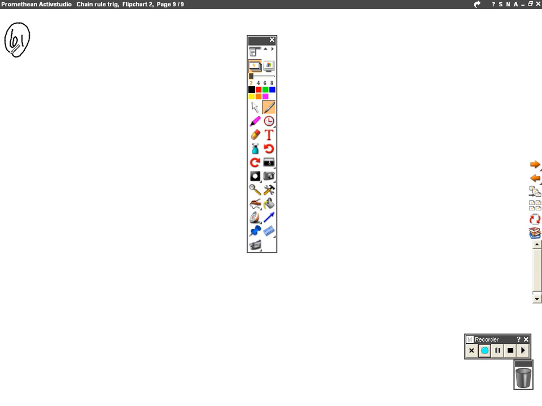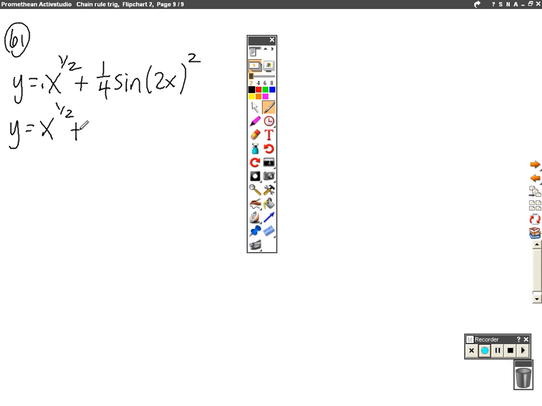In number 61, we have y equal to, I'm going to go ahead and change that square root of x to the 1/2 power plus 1/4 sine of 2x to the second power. Notice in this problem that the square is only on the angle and not on the trig function. If you're smart, you're just going to rewrite that as x to the 1/2 power plus 1/4 sine. I'm actually going to square the 2x and get 4x squared.